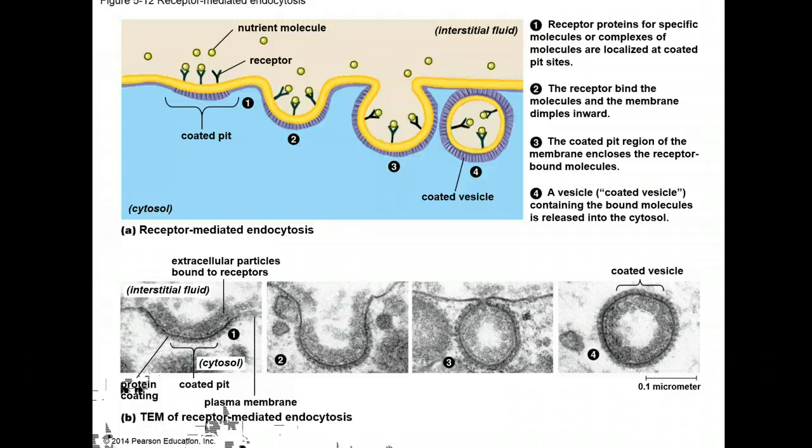Another form of active transport, or transport that requires energy, would be receptor mediated endocytosis. This is when the cell is swallowing something specific by binding receptors in the membrane. This is a form of endocytosis.